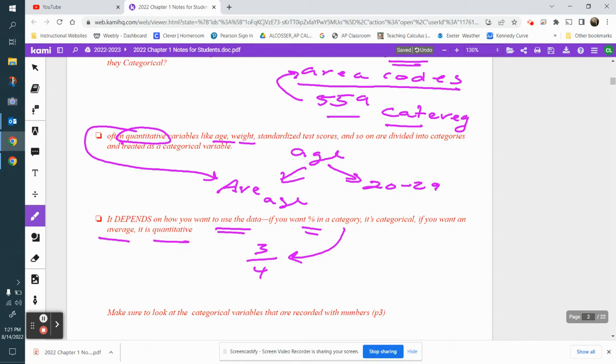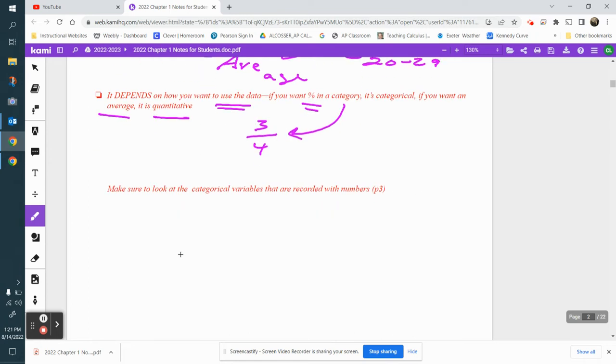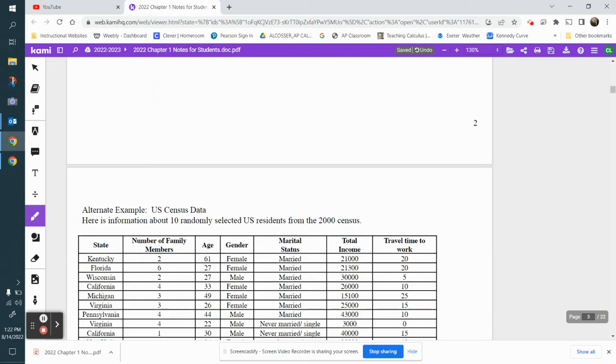So if we're going to get the average, and that's your two main pieces that we're going to be dealing with, proportions and average. So that kind of tells you where we're headed in general. So there's a really good chart on page 3 of your book. It talks about some different things like that. All right, so let's move on to the next piece.